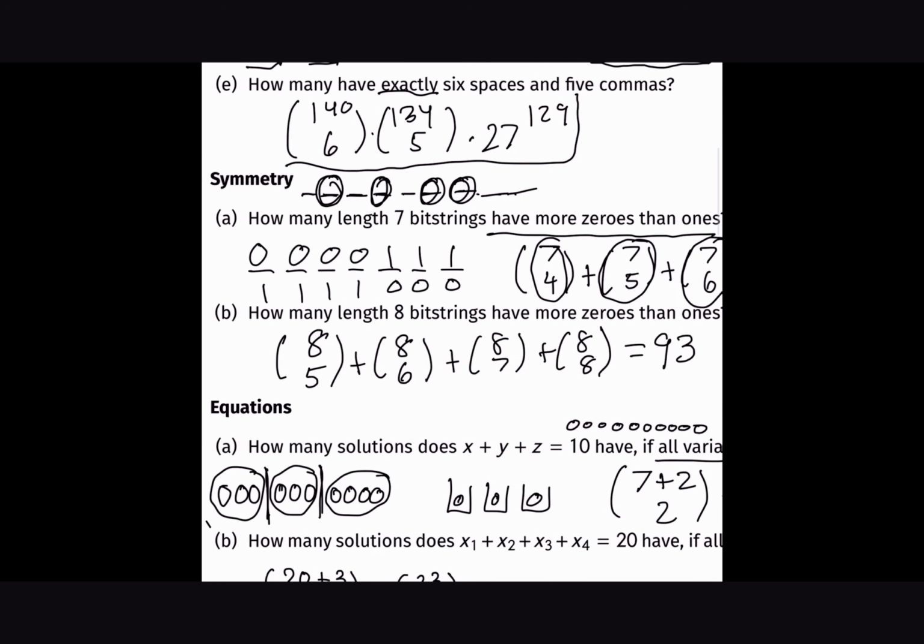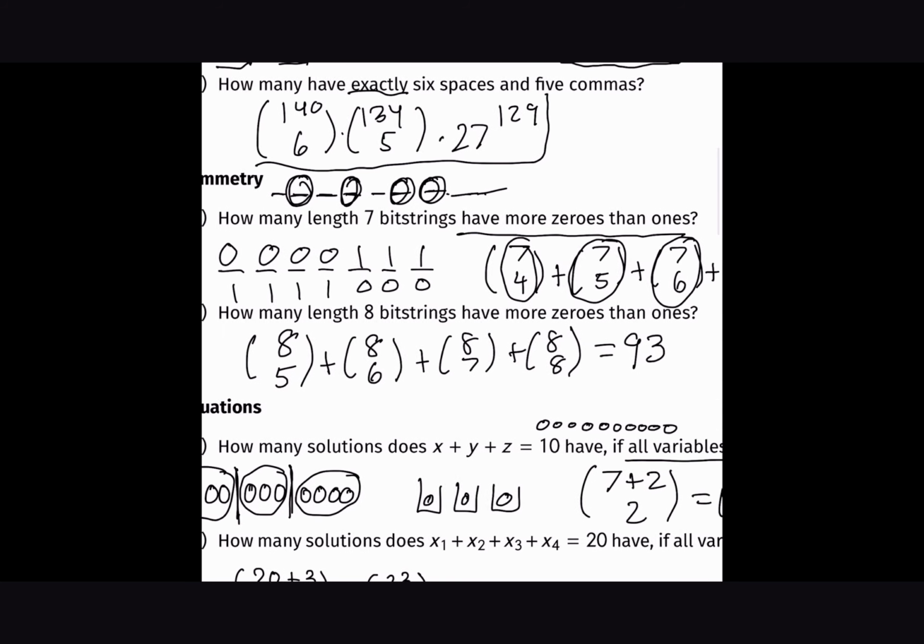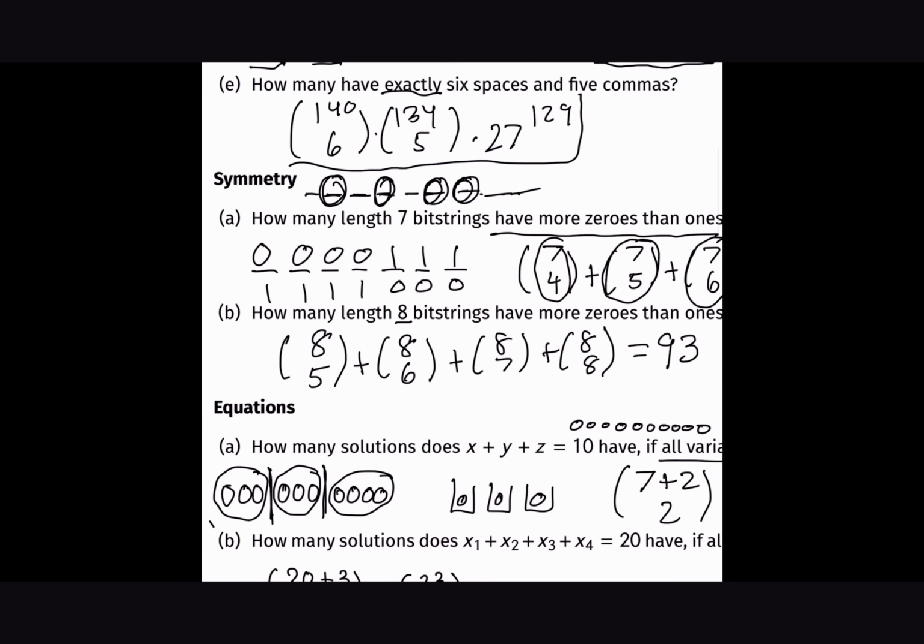Part B is saying how many length 8 bit strings have more zeros than ones. Note that because we're now using an even length bit string, we can also include the scenario of there being a tie, because there could be 4 zeros and 4 ones. Note that we could use a similar case where we choose 5 to be our zeros, 6 to be our zeros, 7 to be our zeros, and 8 to be our zeros to find all the possibilities of having more zeros than ones, which you should get 93.